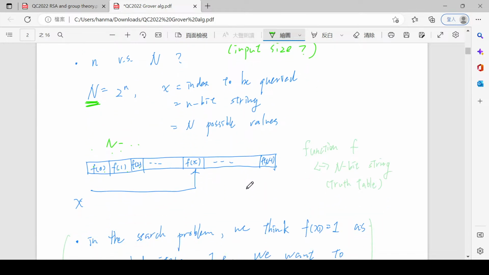So the truth table is a big N-bit string, and this is what we think of as the input to our problem. So our input is this function f, its whole truth table, and we are going to query this whole truth table in quantum superposition, because we have a quantum computer. We can compute every value in superposition.